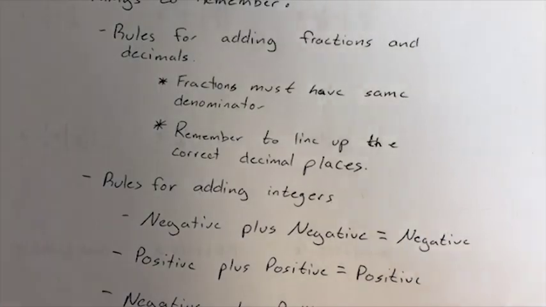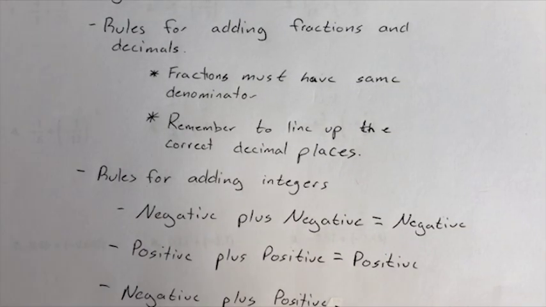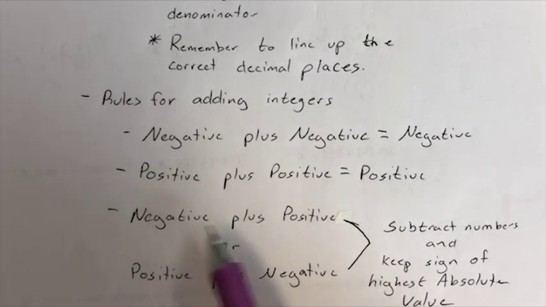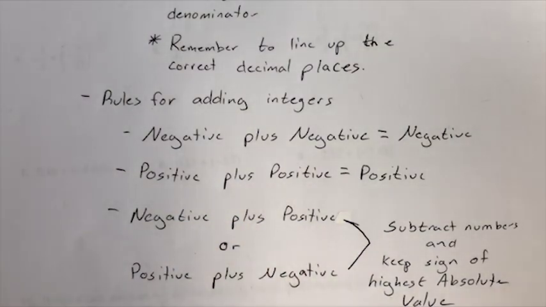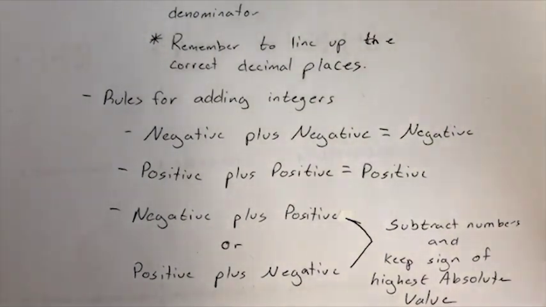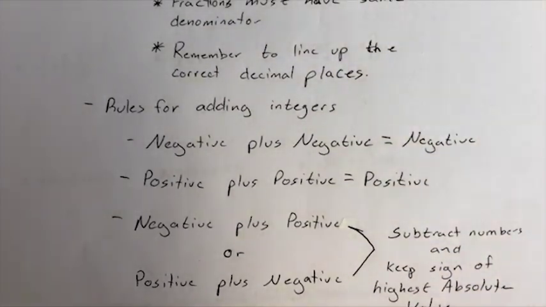You also need to remember your basic rules for adding integers. A negative plus a negative equals a negative. A positive plus a positive equals a positive. But when you have a negative plus a positive, you need to subtract the numbers and keep the sign of the number with the highest absolute value. So those rules that you learned in chapter 1 are not going away when adding integers. Those same rules apply.